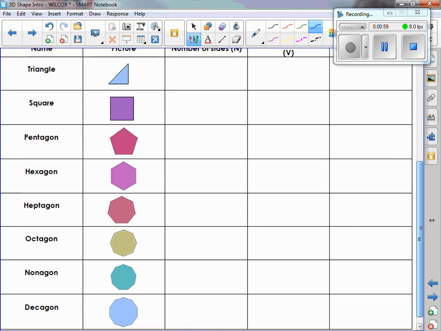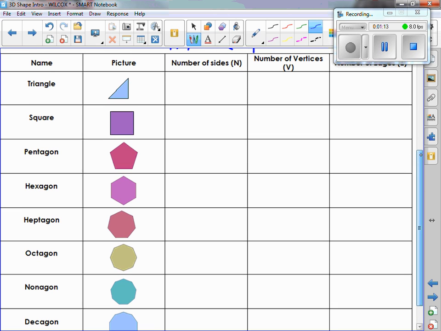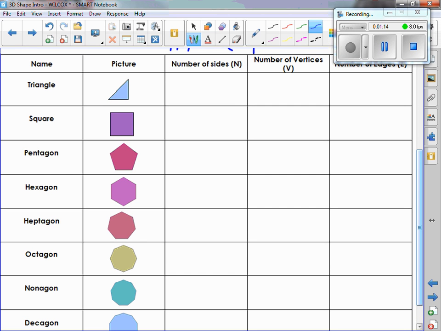In the table, you'll see the shapes that we're most familiar with. These are our 2D shapes. They're not three-dimensional. They're just basic two-dimensional shapes. We're going to complete the table by labeling how many sides, vertices, and edges each of these 2D figures have. I'm going to do the first few with you and then give you a few minutes to try to complete the rest of the table on your own.